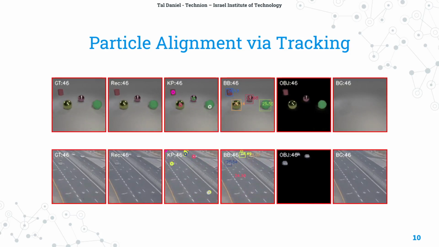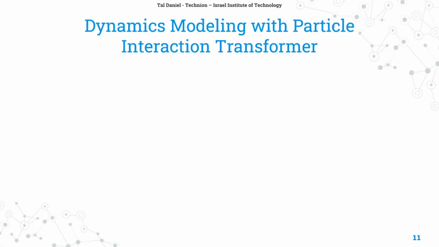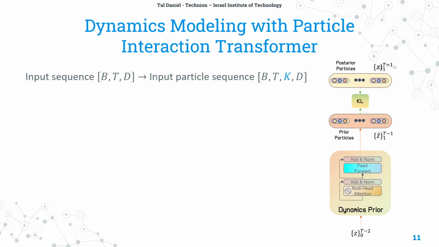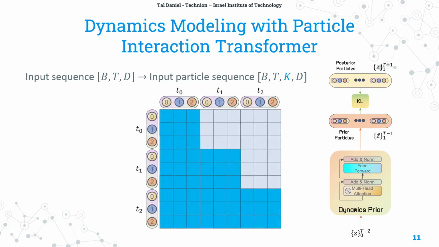Let us continue and discuss the dynamics modeling. Similarly to other VAE-based video prediction models, the dynamics are modeled as a stochastic prior. The transformer outputs the prior distribution parameters for the particles of the consecutive frame. We modify the causal attention operation to allow particles to attend to each other in the same time step and across time. K is the number of particles.